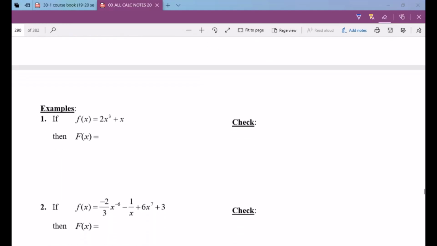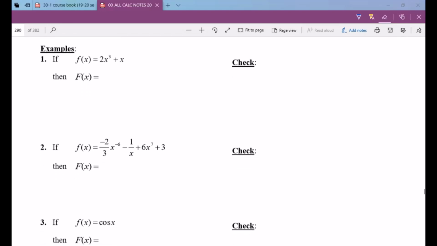So let's see what these look like. Example 1: 2x cubed plus x is f, capital F, so the 2 stays the same. We add 1 to the exponent, and then we divide by that. 2x to the 4 over 4. Plus, this is x to the 1, so we add 1 to that, and then we have to divide by that amount. We can't forget plus c.